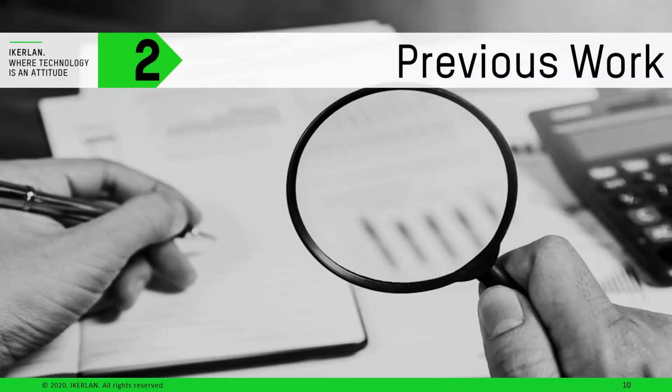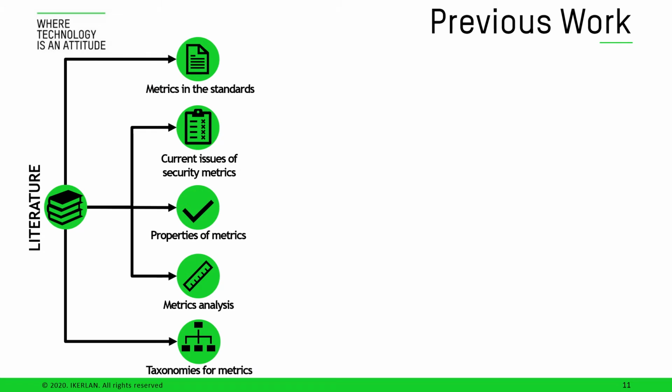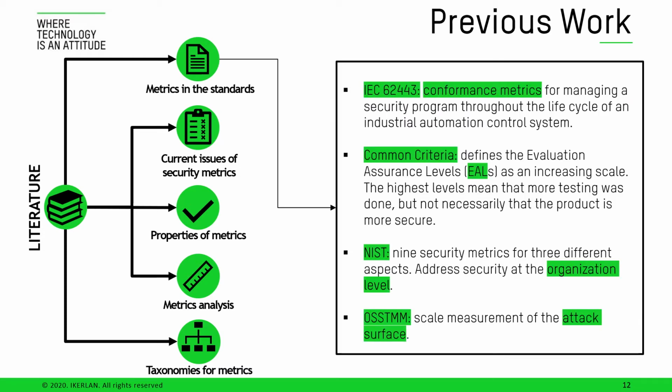And now we are going to explain the previous work done. As you can see in this slide, the research work that we have done can be classified into 5 main topics, and now we are going to take a quick look at each one of them. We analyzed the main security standards to check whether they proposed any kind of security metric. So the IEC 62443 for industrial cybersecurity proposed conformance metrics for managing a security program throughout the life cycle of an industrial automation control system.